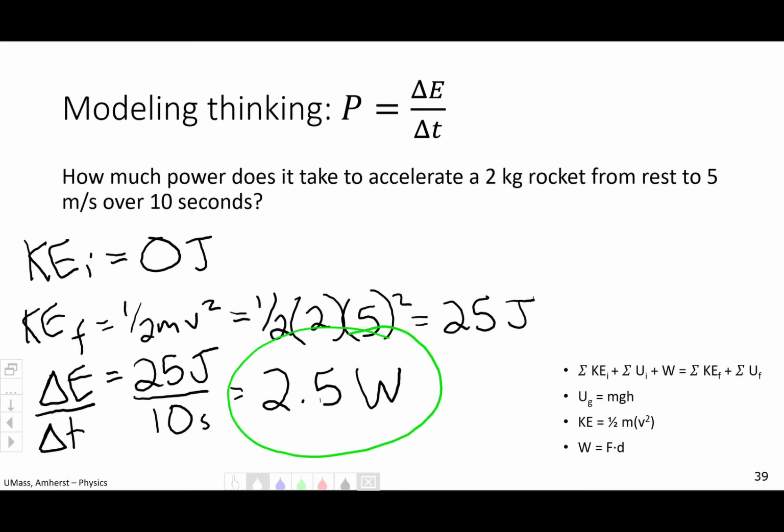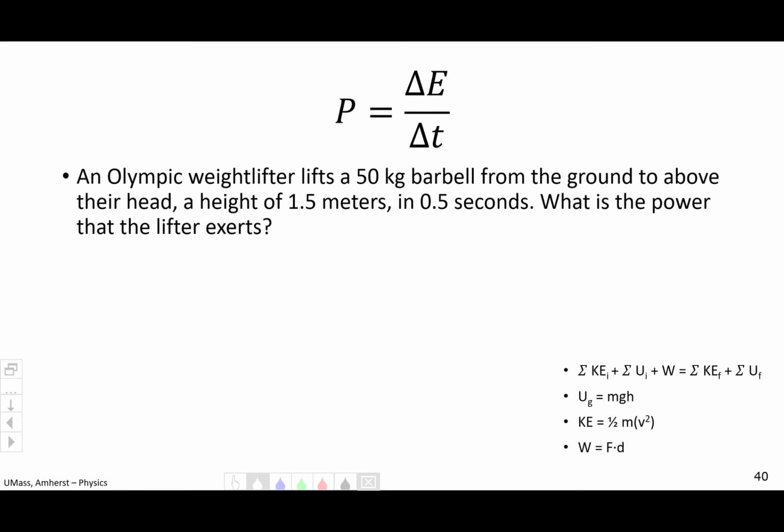Okay. Pause if you need to absorb that. All right, next is a problem for you to try. An Olympic weightlifter lifts a 50-kilogram barbell from the ground to above their head, a height of 1.5 meters, in 0.5 seconds. What is the power exerted by the lifter? So I'd like you to pause this, go up to the big whiteboards and work this problem out with a partner or a team, and then come back to the video when you're ready to go.